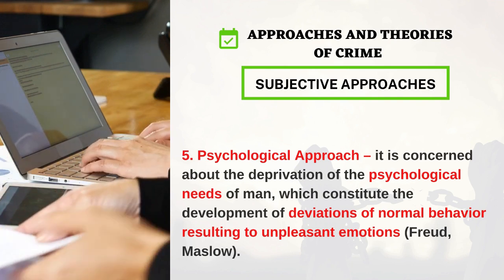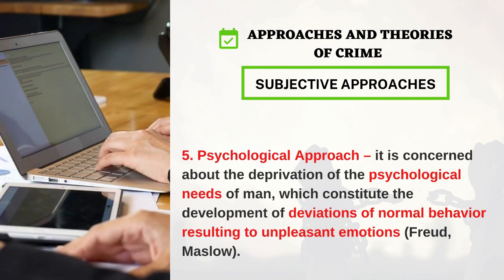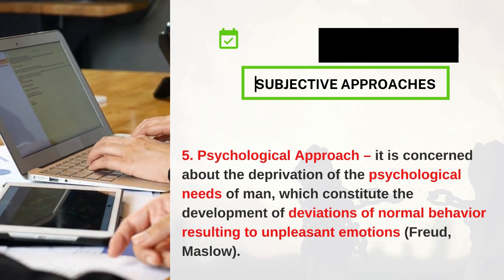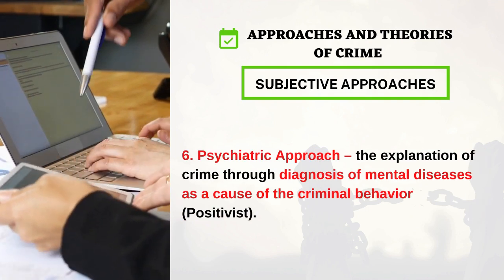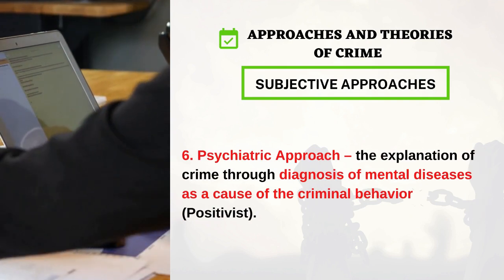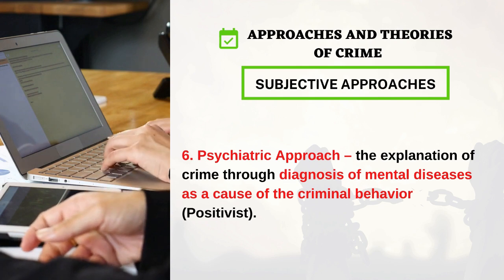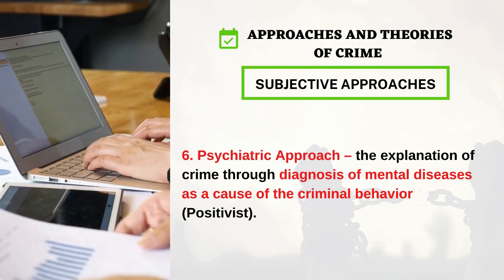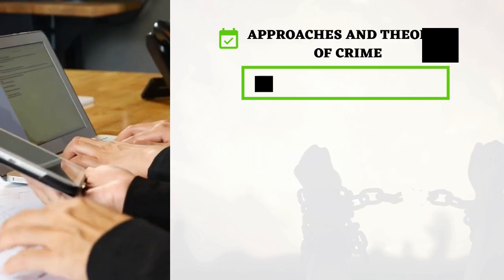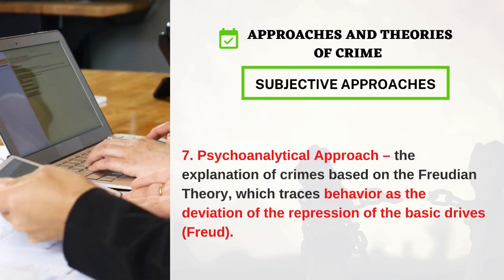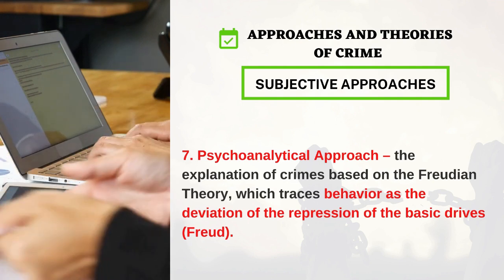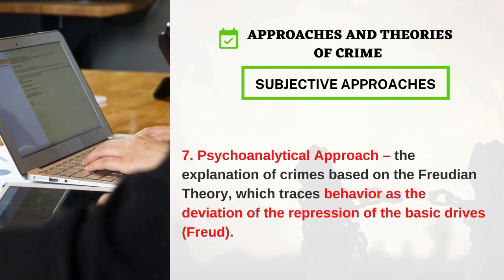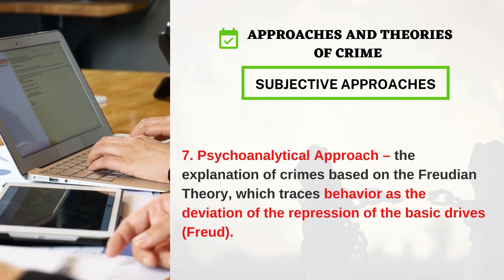5. Psychological approach, it is concerned about the deprivation of the psychological needs of man, which constitute the development of deviations of normal behavior resulting to unpleasant emotions, Freud, Maslow. 6. Psychiatric approach, the explanation of crime through diagnosis of mental diseases as a cause of the criminal behavior, Positivist. 7. Psychoanalytical approach, the explanation of crimes based on the Freudian theory, which traces behavior as the deviation of the repression of the basic drives, Freud.